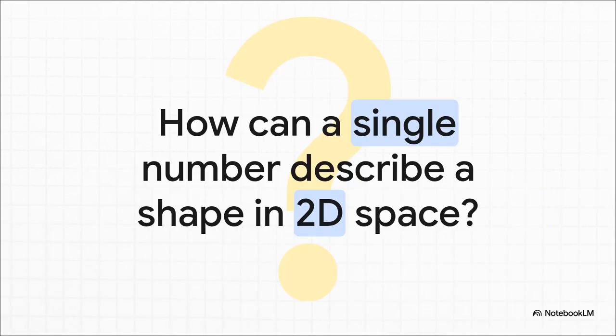So let's just start with a puzzle. We're all used to using two numbers, right? An x and a y coordinate, to pin down a point on a map. But how could you possibly do that with just one single number? That's the core question we're going to tackle.